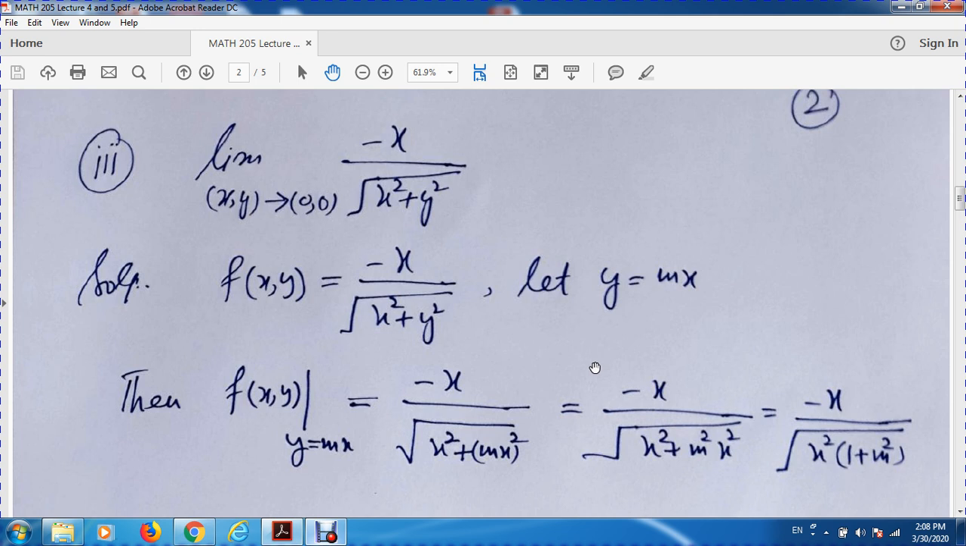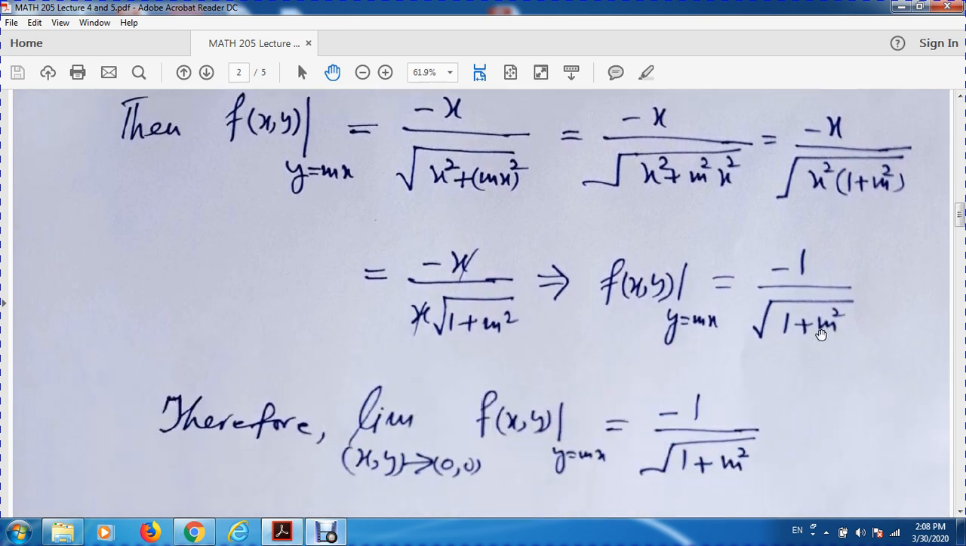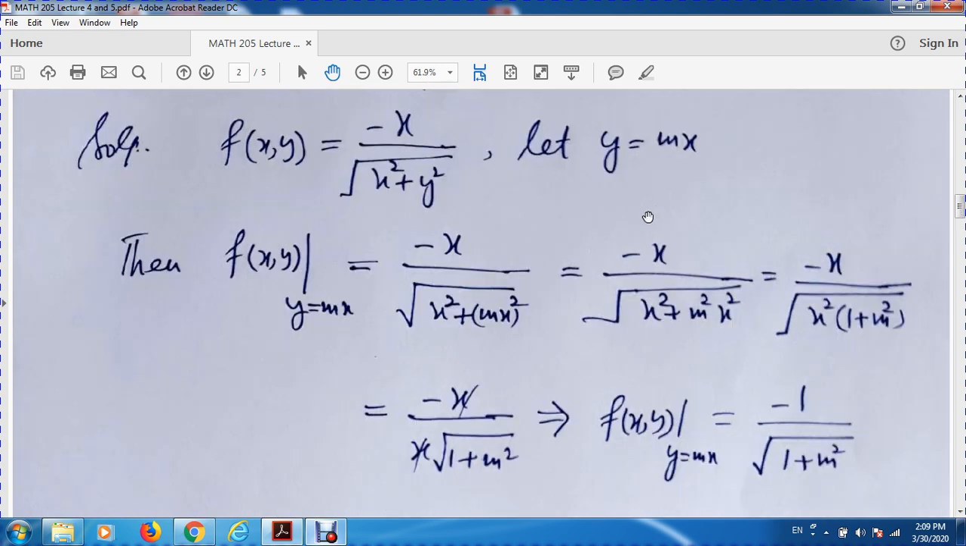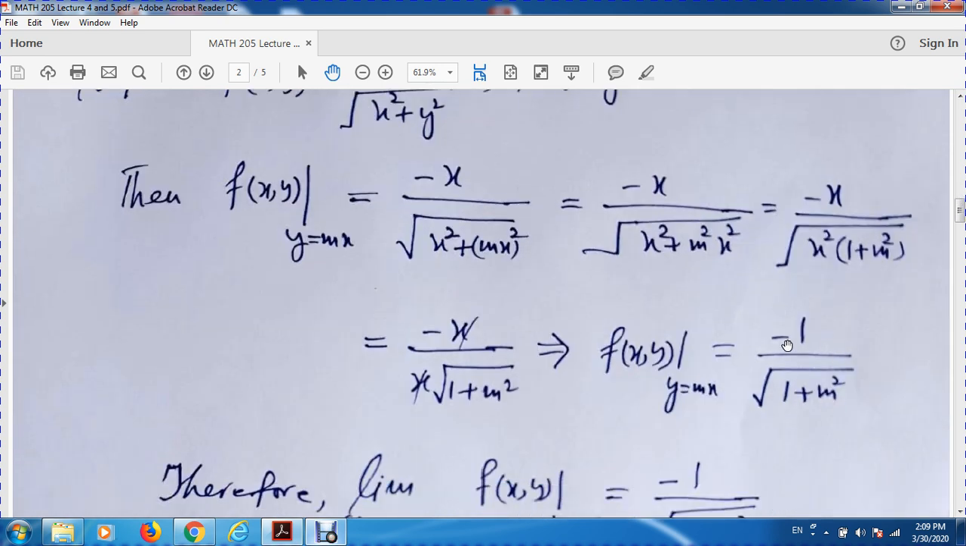How will you check whether the limit exists or not? If you solve the question and at the end you get a real number, then the limit exists. But if your final answer is in m, then the limit does not exist. Why? Because m is any real number, so for different values of m we can get a different answer. So it will not be a unique number.